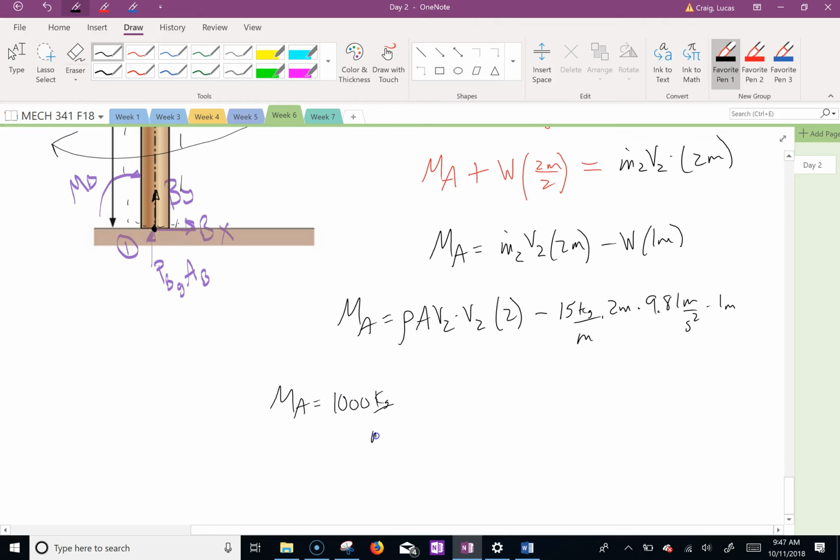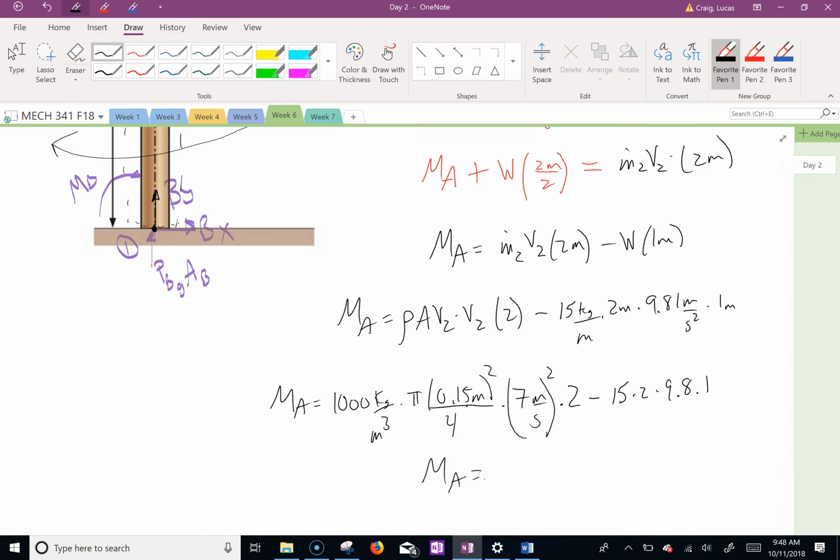1,000 kilograms per meter cubed times pi times 0.15 squared over 4. And those are meters, right? Squared times 7 meters per second. And I'm going to square that times 2 minus, and I'll just put these numbers here. If you have a calculator, just check this for me. My guess is going to be positive 1438 Newton meter.